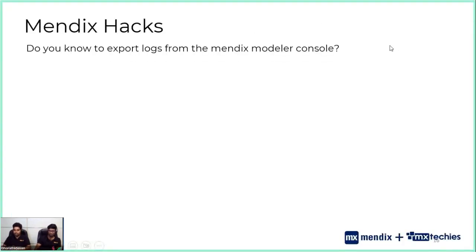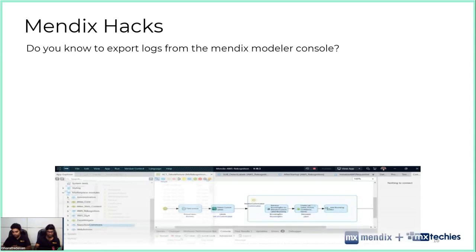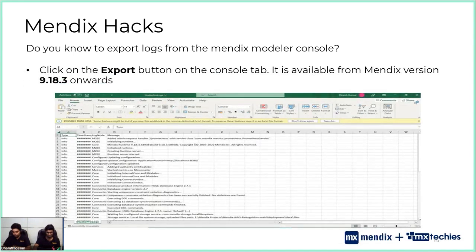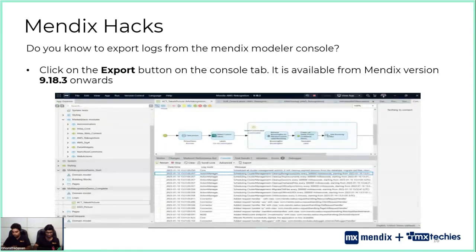And one more hack from Mendix 9.8.3. We have the option to explore the Mendix modeler console logs. So we have the GIF as well. So you can see the GIF. You can export the local environment log file into an Excel sheet.